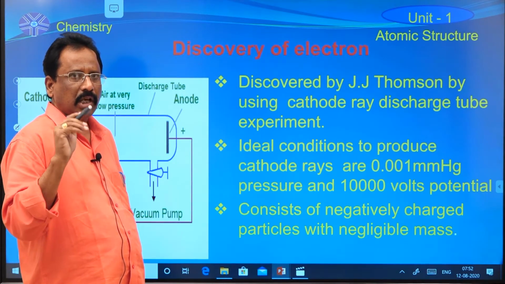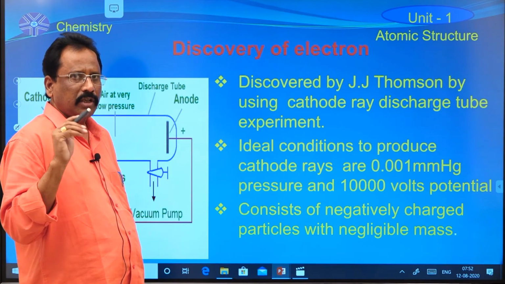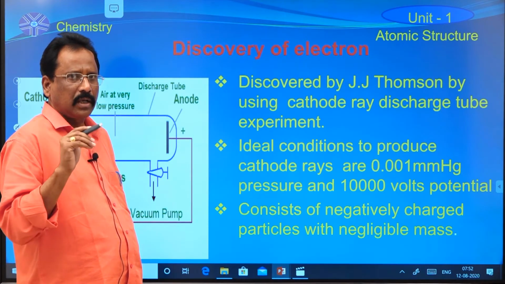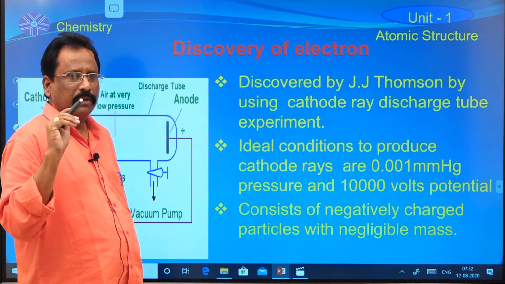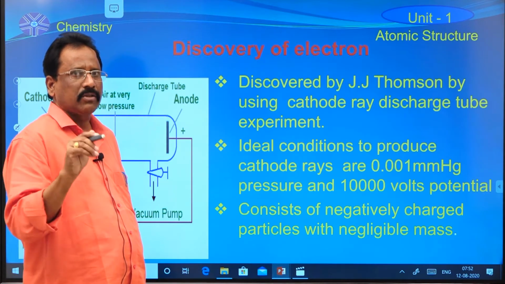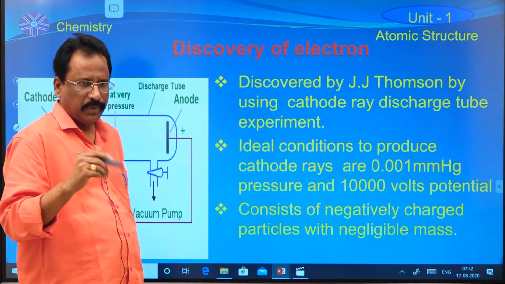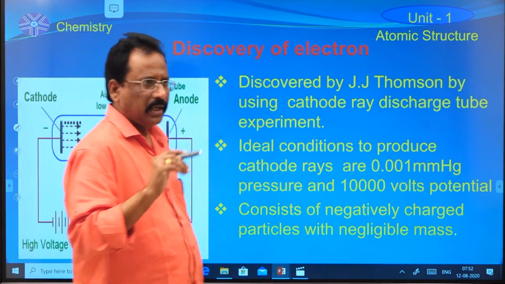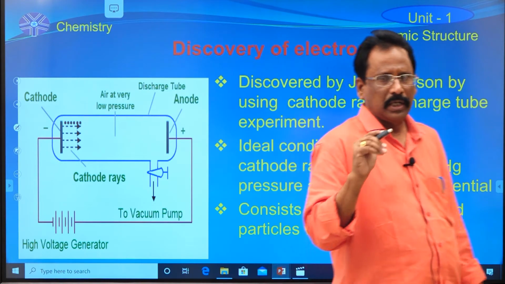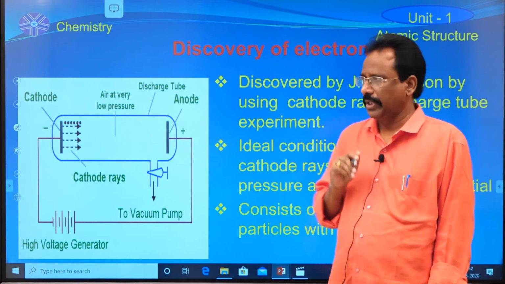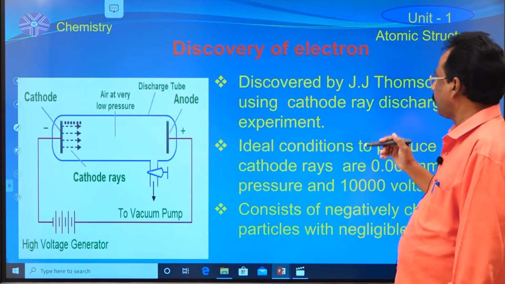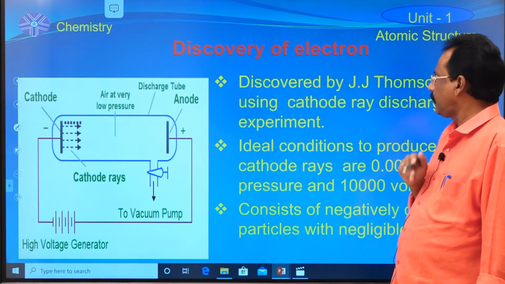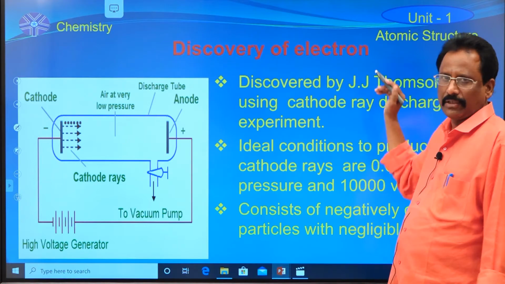Protium is nothing but 1H1. Protium contains only one electron and one proton, but the number of neutrons present in protium is equal to 1 minus 1, that is equal to 0. That means protium contains only one proton and one electron. So, among the three fundamental particles of an atom, the first fundamental particle is the electron.